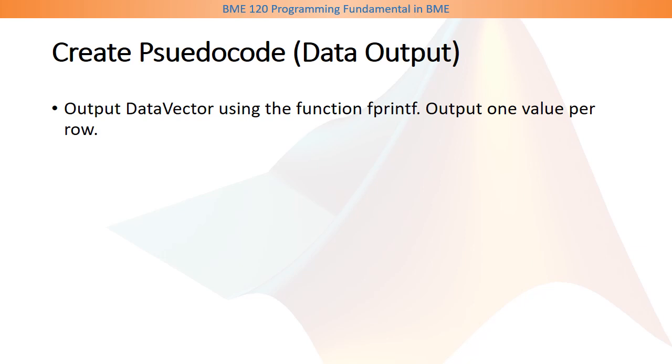Lastly, we will generate the pseudocode for data output. In this case, the processed data will still be in the variable data vector. So the pseudocode will be output the data vector using the function fprintf, and we will specify that we'll output one value per row.